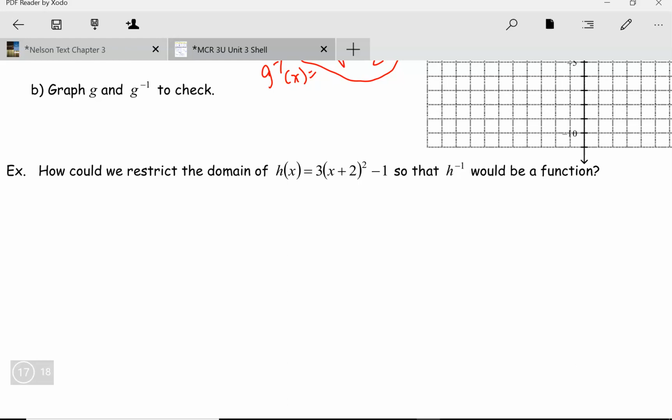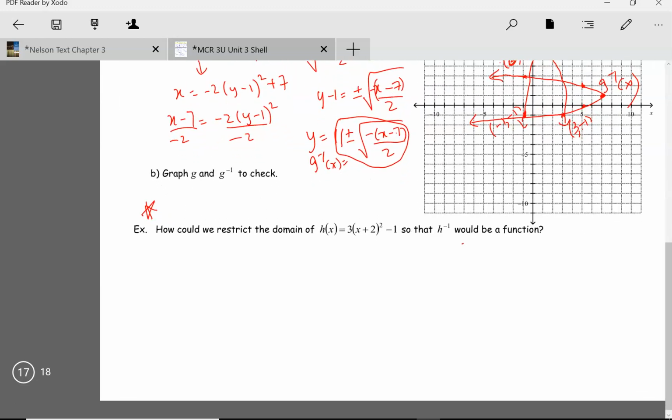Sorry. How do we restrict the domain of h of x so that h inverse would be a function? Okay, let's take a look at this. This is important because it is a very important question. You put a star beside this. We've done restricting domain questions before, but we're going to do this one again.